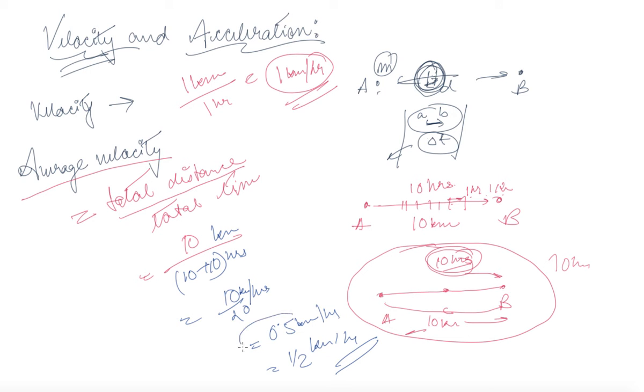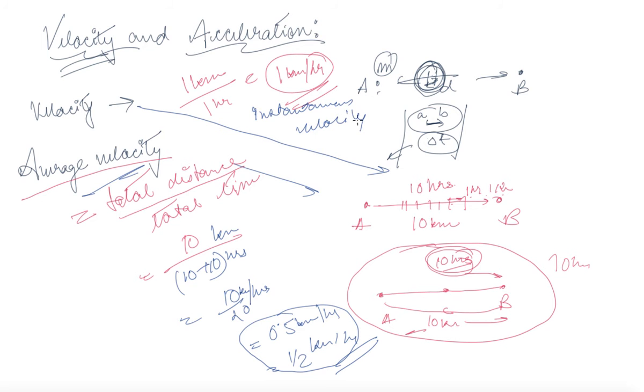Now I think we have an idea as to what is average velocity: total distance upon total time. Now what is instantaneous velocity? Instantaneous velocity or a constant velocity that has been maintained. So instantaneous velocity is velocity at this particular point, at any point in a given interval of time. So this is what we know as velocity.